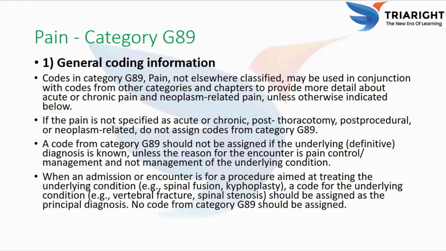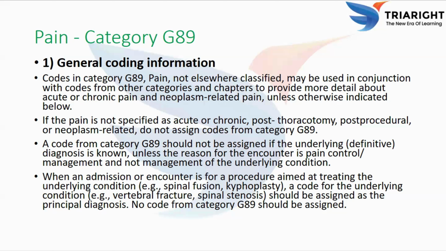So when the person comes only for pain management, if the pain management is the underlying disease, then only you have to use this G89. If not, you should not use the G89 if the cause or reason for the encounter is not pain management. So for example, a patient with a non-spinal fracture comes only for the pain medication. So you can use G89 in this case because the visit is for pain control, right?